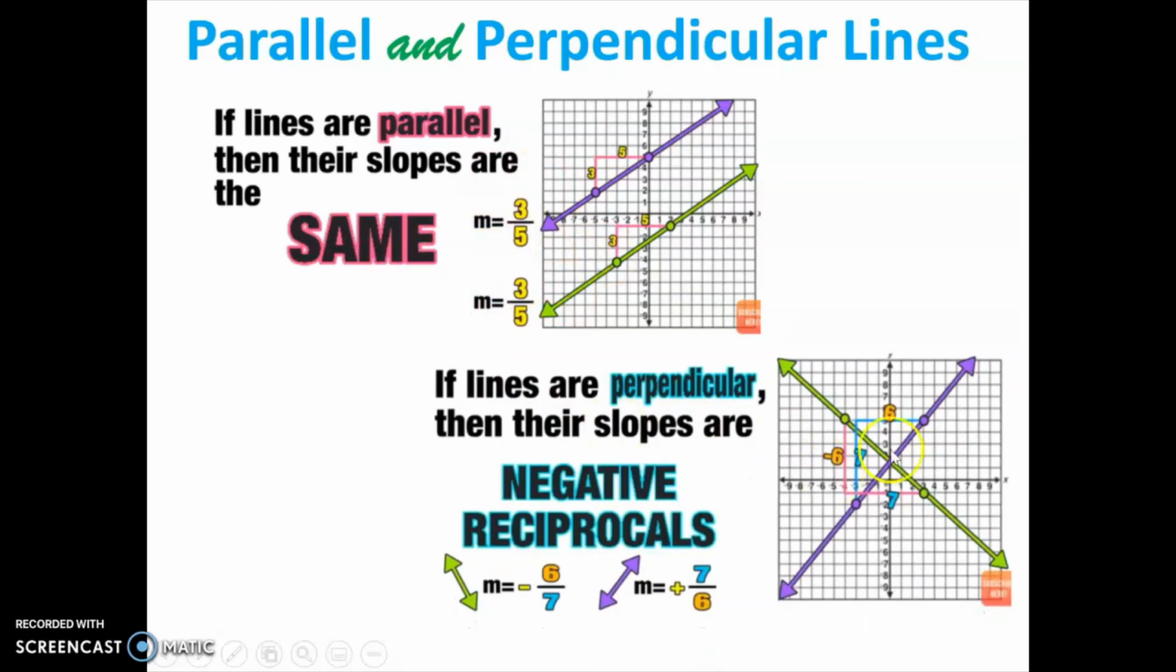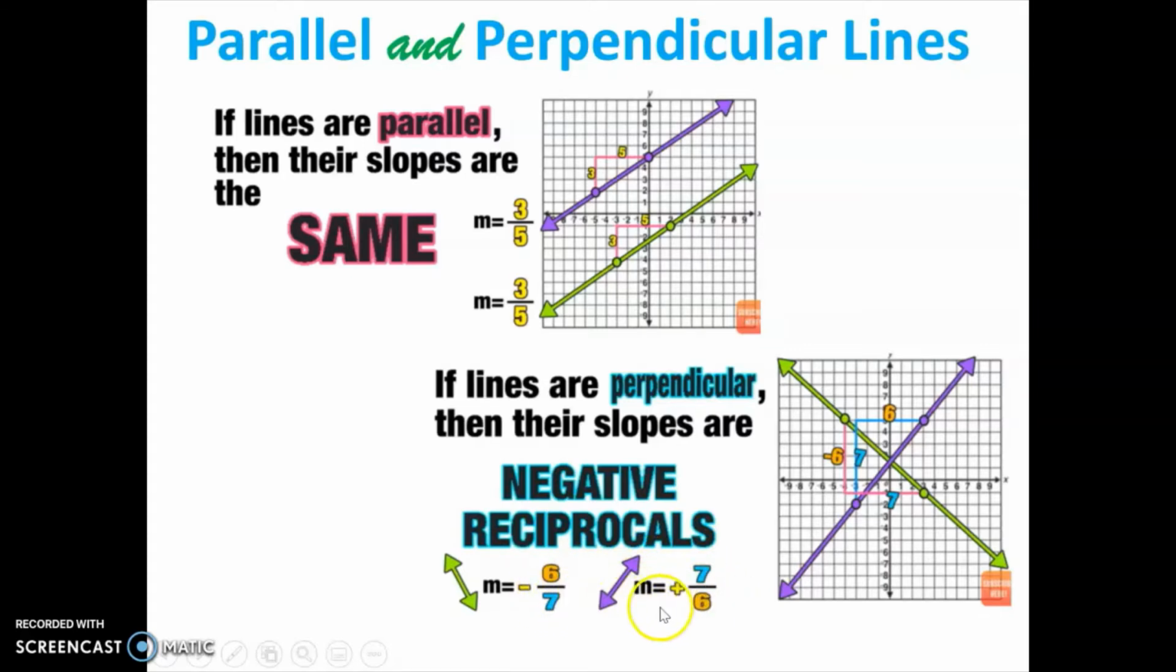How about perpendicular lines? Here, the green and the purple are now perpendicular. They meet at a 90-degree angle. Let's take a look at the slopes here. For the purple line, there is a rise of 7, run of 6. That means slope of 7 over 6. For the green line, there is a rise of negative 6. It goes down, 6 over 7. Negative 6 over 7. These two slopes have a very specific and important relationship.